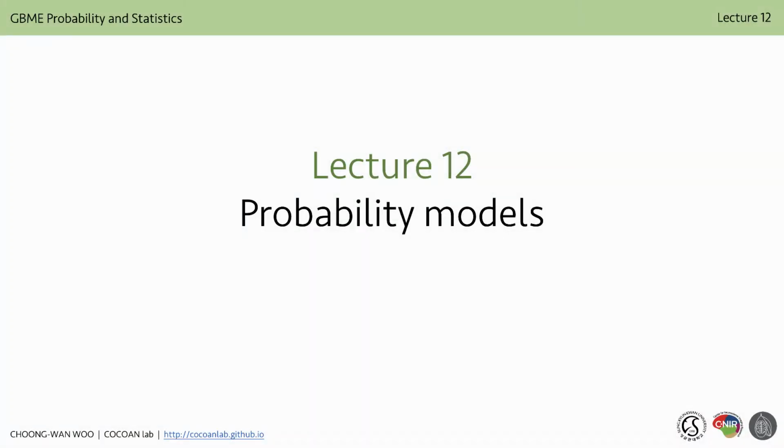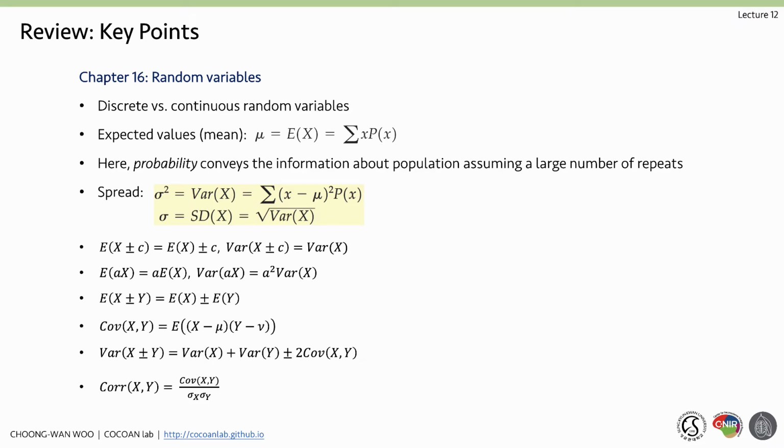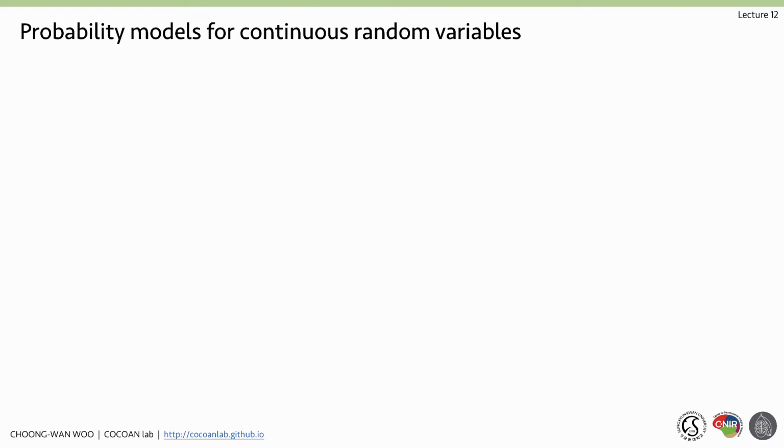Hi everyone. So today we are going to talk about probability models. In the last lecture, we learned about random variables, in particular discrete random variables. But today, we are going to talk about continuous random variables. And there are probability models for these continuous random variables.